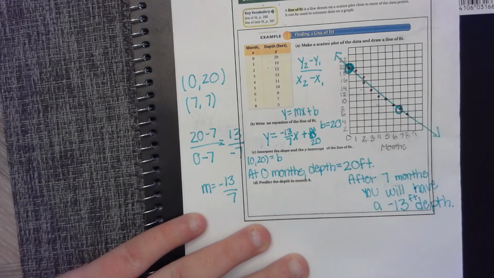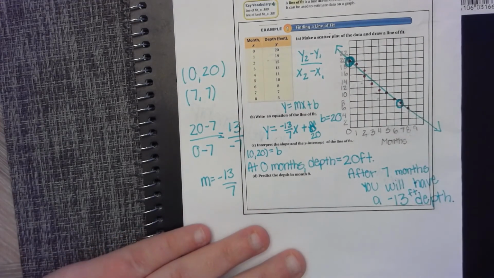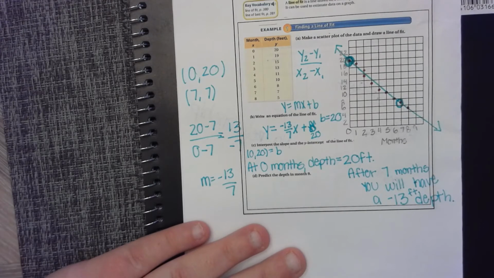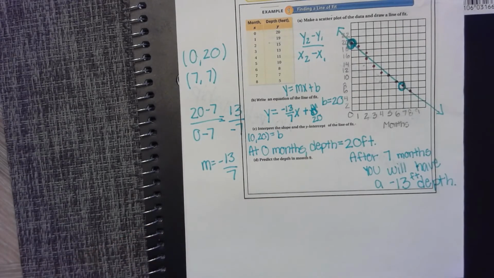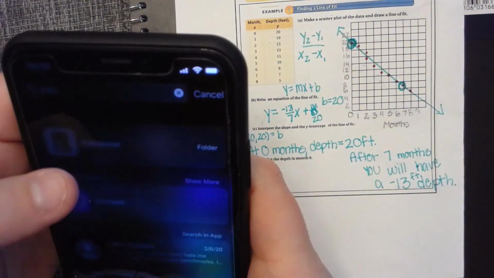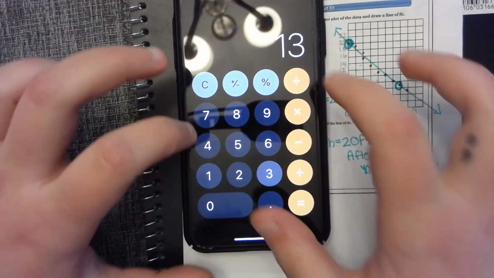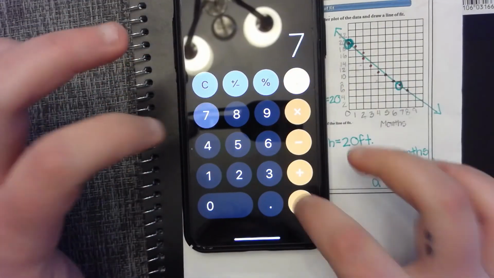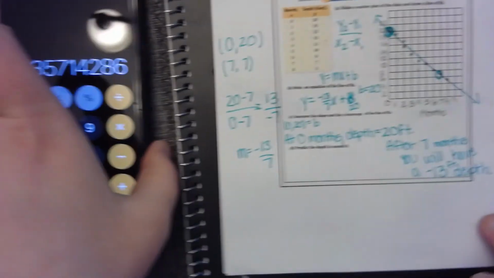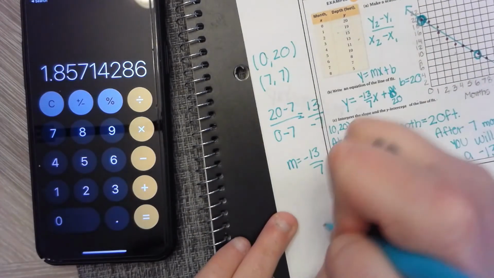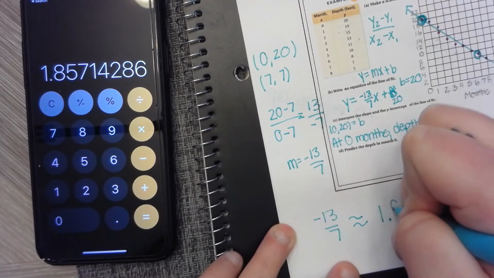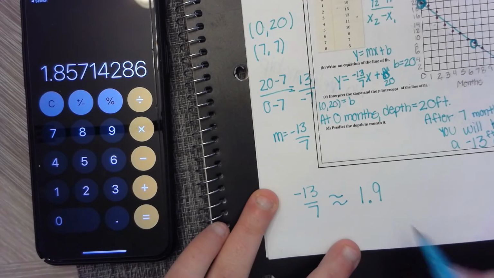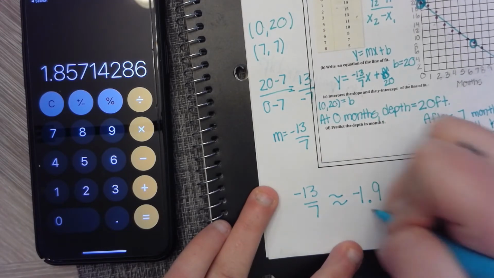You could also simplify this to the unit rate, which just means that you are putting a 1 on the bottom, meaning you would divide both of these by 7. So you'd end up with, oh crap guys, now I gotta get my phone out. Calculating 13 divided by 7. Okay, so I'm going to round that to the nearest tenth. So that would mean that -13/7 is about 1 9/10, which is the same as negative 1 9/10 over 1.